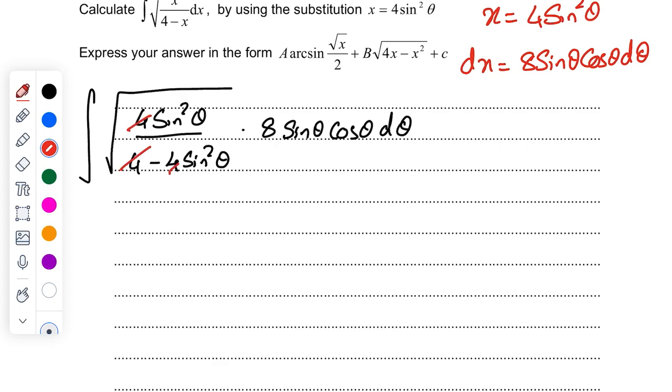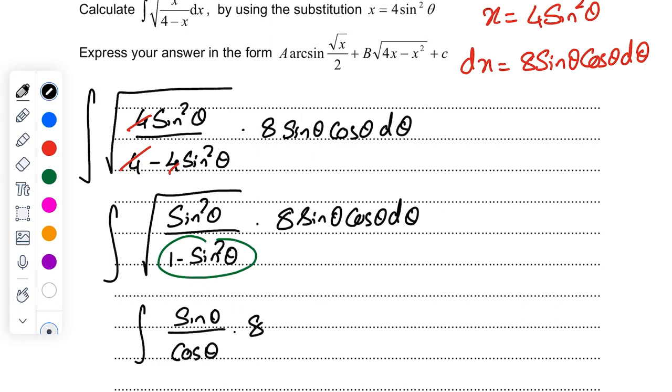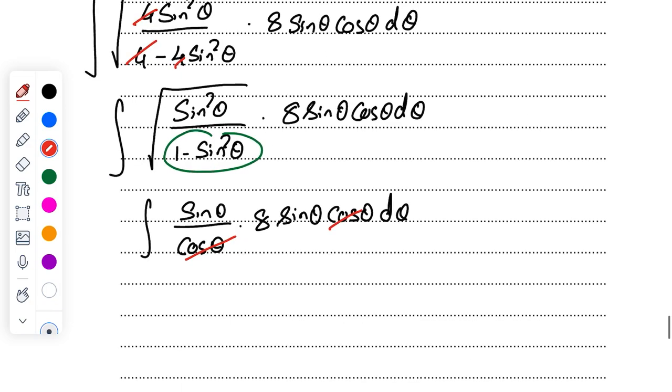Then 4 is common in the denominator, 4 and 4 get cancelled. So the integral of the square root of sine square theta over 1 minus sine square theta, times 8 sine theta cosine theta d theta. 1 minus sine square theta is cos square theta. The square root of cos square theta is cos theta. So it becomes sine theta upon cosine theta times 8 sine theta cosine theta d theta. We can cancel cosine theta and cosine theta. I'll be getting 8 sine square theta, the integral of 8 sine square theta d theta.